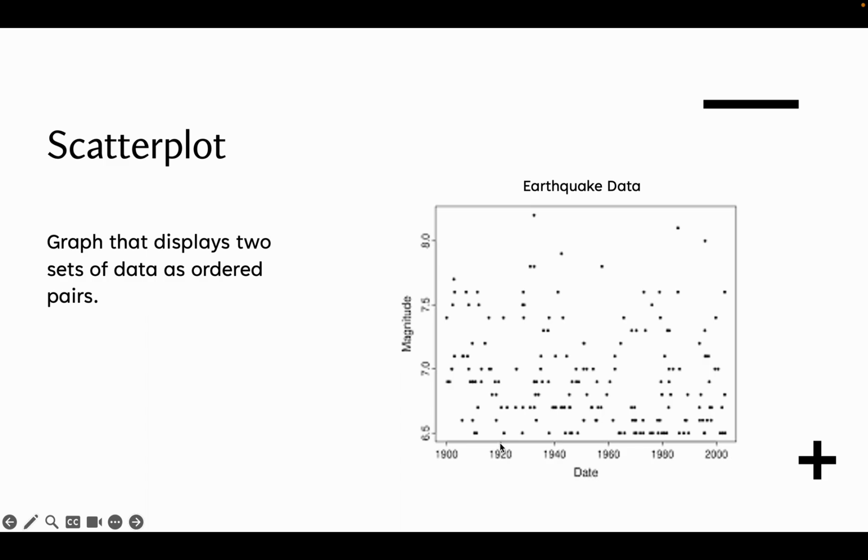as if, for this dot right here, it was a 1922-ish year that an earthquake happened that was 6.6 magnitude. So my ordered pair would be 1920, comma 6.6.